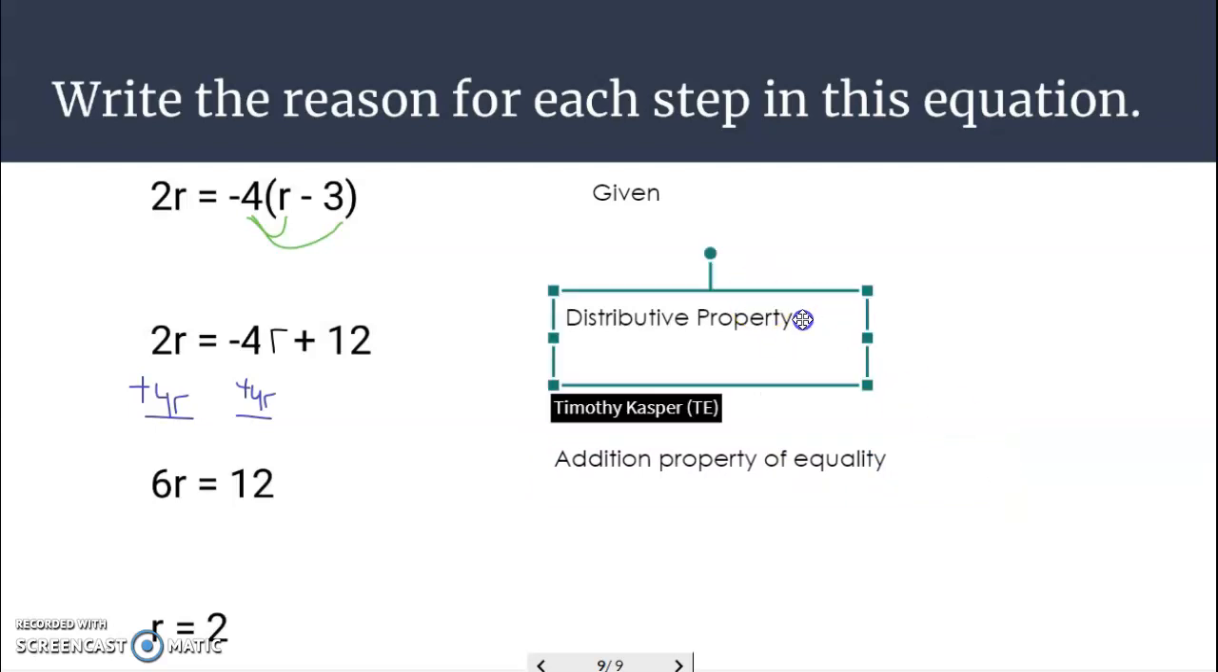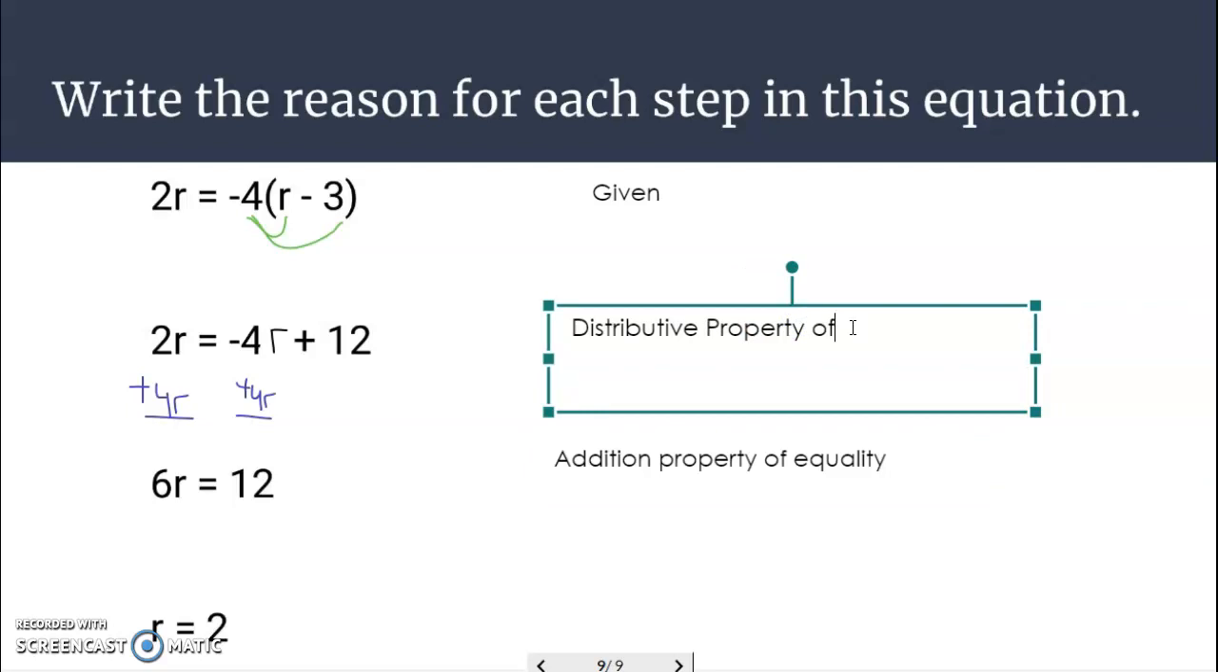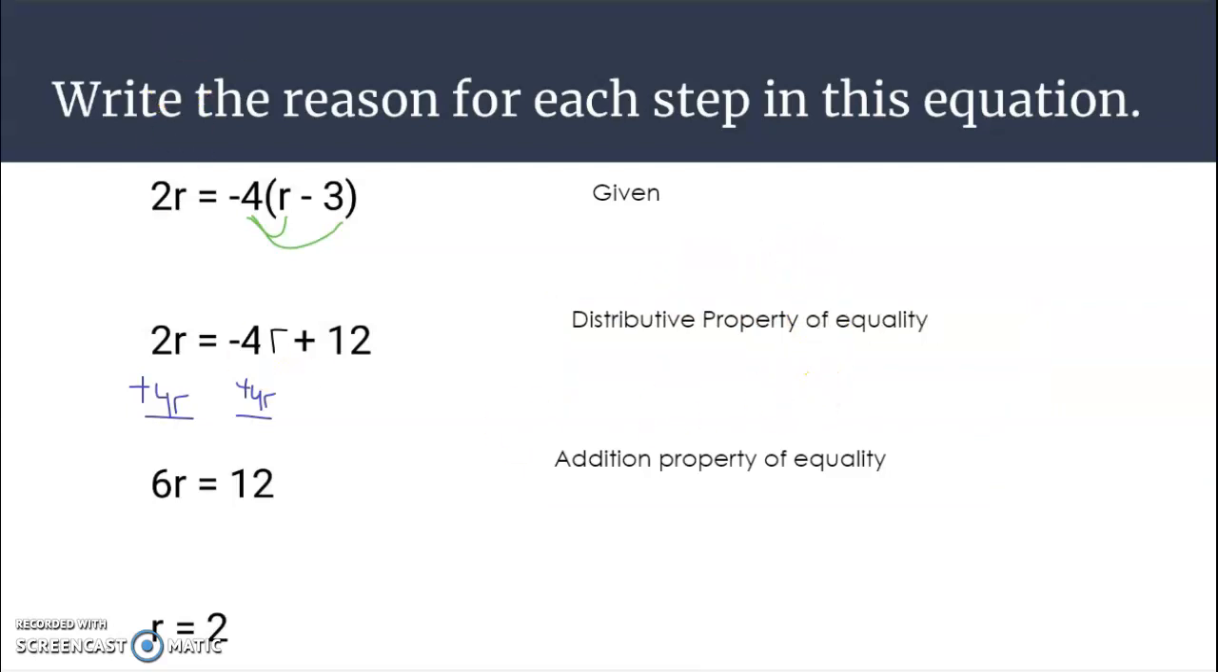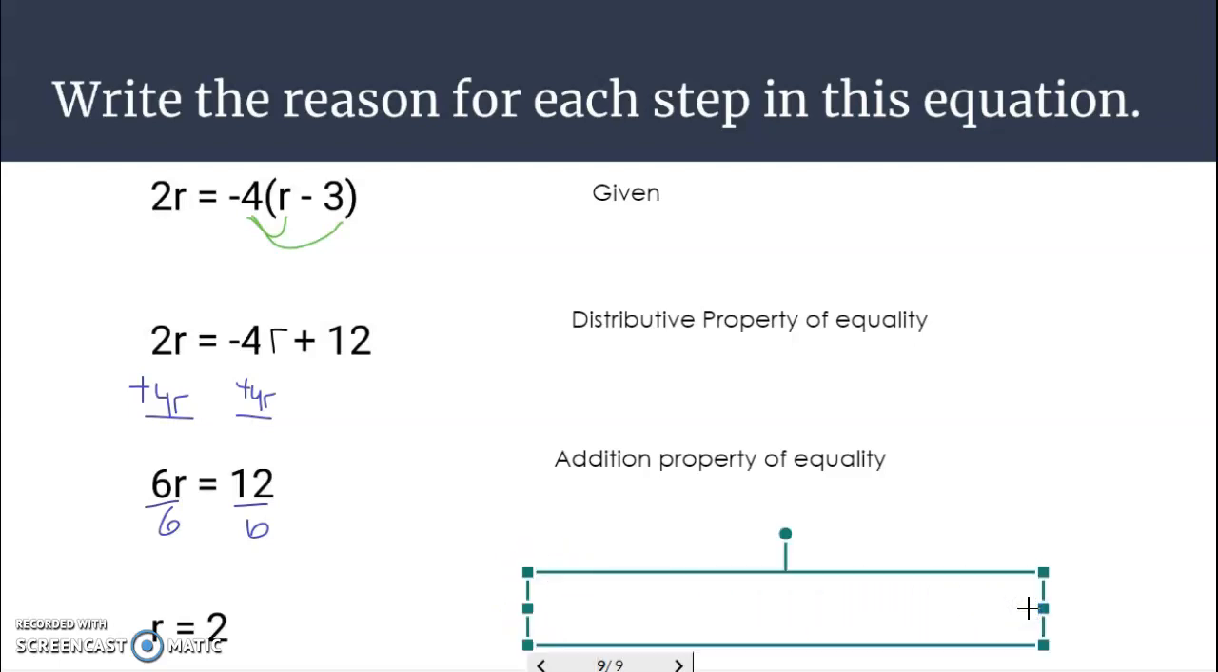Let's make sure we can see our properties. And then finally, the last step, 6r equals 12. Well, r has to equal 2, yes, but to show the work that makes that happen, we divide both sides by 6. 12 divided by 6 gives us the 2. And what we applied there was the division property of equality.